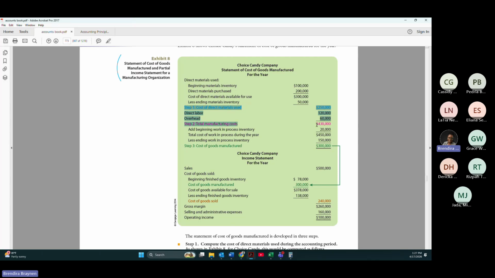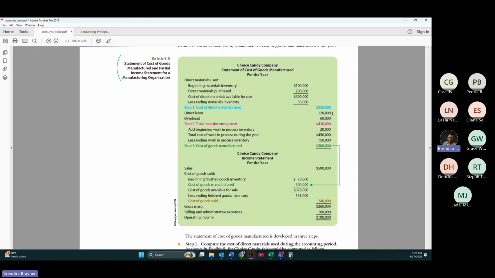Second section looks at our indirect, or all of the costs that go into work in process. The costs that go into work in process are the direct materials we use, the direct labor, and the overhead. So that same 250 from step 1, plus the direct labor costs of 120,000, plus overhead of 60, means my total manufacturing costs, and you can get points for remembering these wordings, is $430,000.